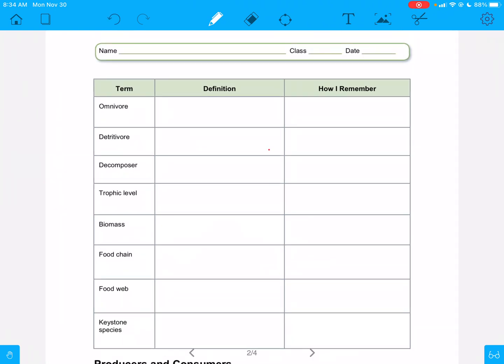Omnivore. This is an organism that eats both. It eats both plants and meat. Okay? Some omnivore examples, those would be bears, humans, etc., right? There's lots of things that eat both plants and meat, and we're one of those.